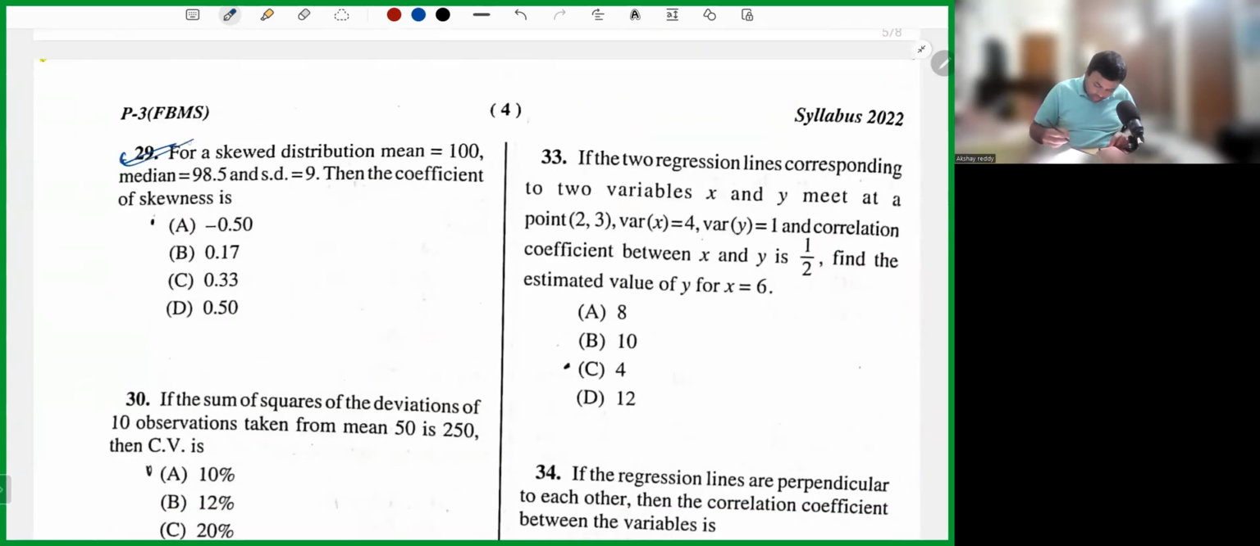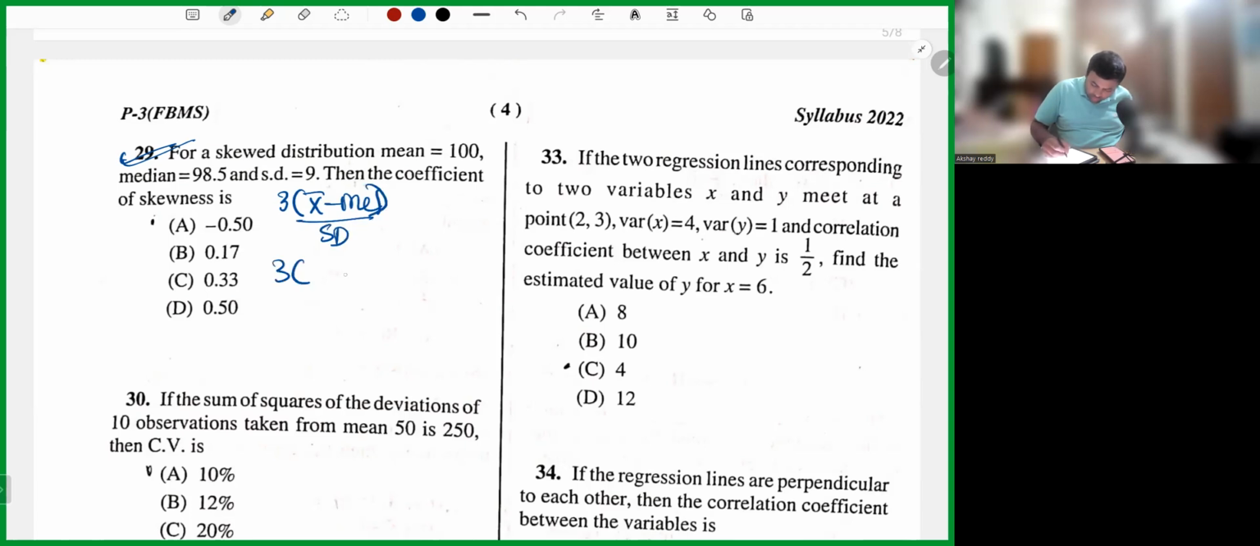Question number 29, my dear friends. It's quite simple sum. There is nothing much difficulty. He's telling a coefficient of skewness. Mean is given, median is given, standard deviation is given. Then we can apply Pearson coefficient of skewness. 3 into mean minus median divided by standard deviation.